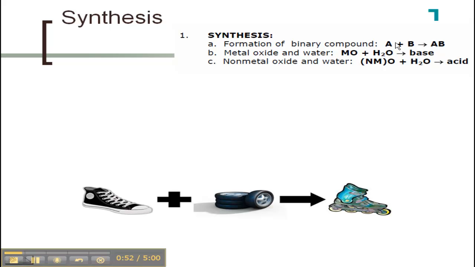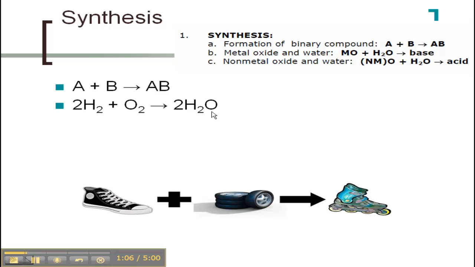All right, so your general form for a binary compound, bi means 2, is you take one element A plus another element B, and that gives you the compound AB. So for example, you take hydrogen gas and oxygen gas, you combine those and you get water. All right, metal oxide and water. This is where you have some kind of metal and oxygen. You add water to it and you get a base. Remember that a base has hydroxide in it.